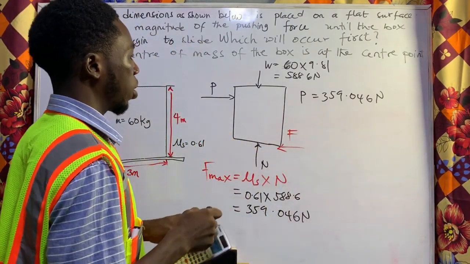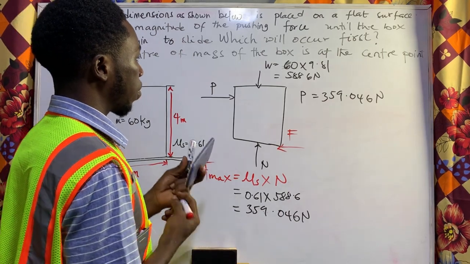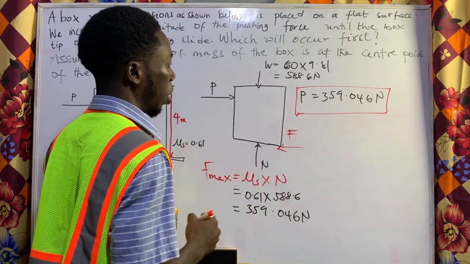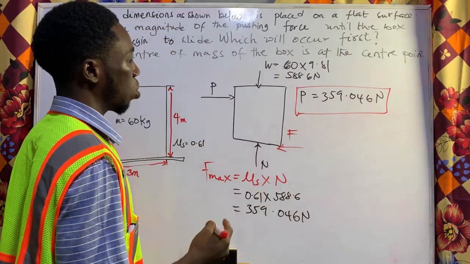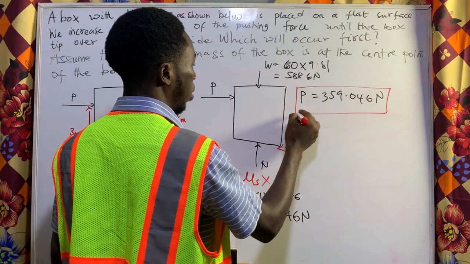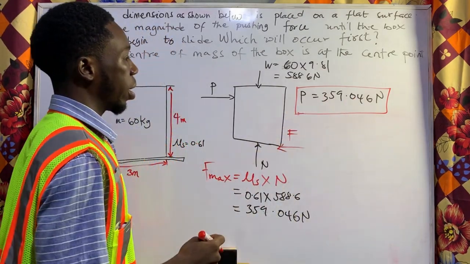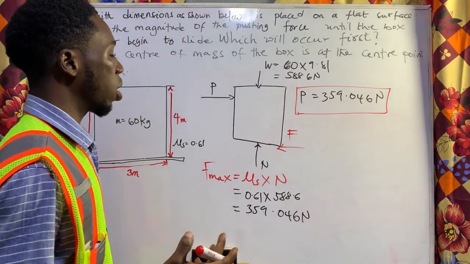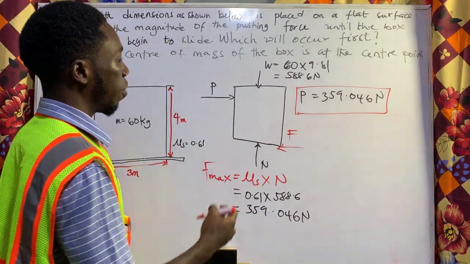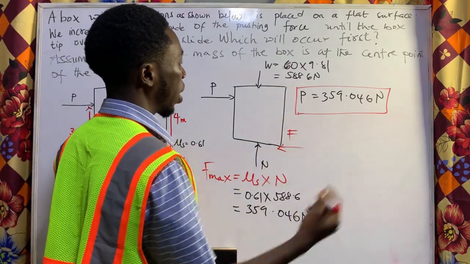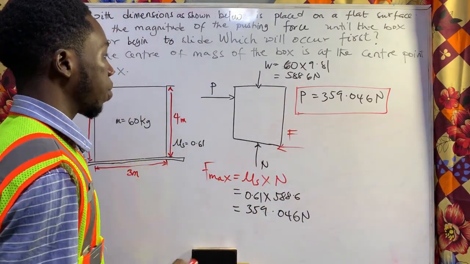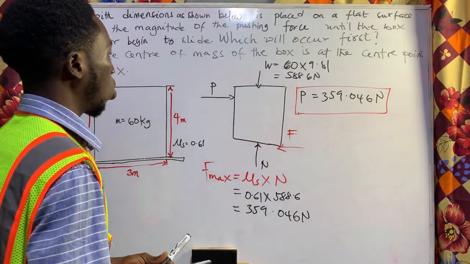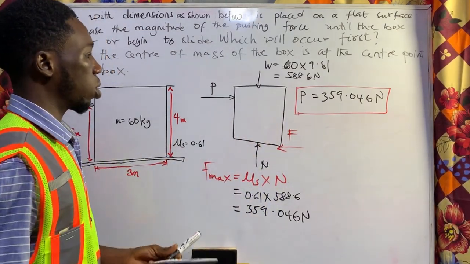So before sliding will occur, P must be equal to this value here. Therefore, this becomes the minimum value that P must be in order for sliding to occur. In order for sliding to begin to occur, P must at least be equal to this value. At the point where P is equal to this value, sliding is about to begin to occur. If we increase this value any longer, then sliding will occur freely. So this is the least value that we need in order to cause this box to begin to slide.